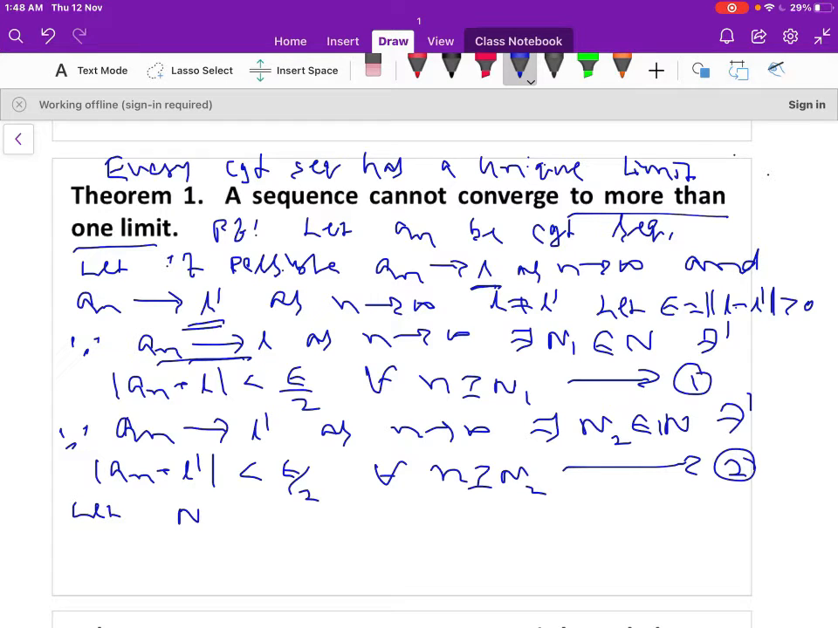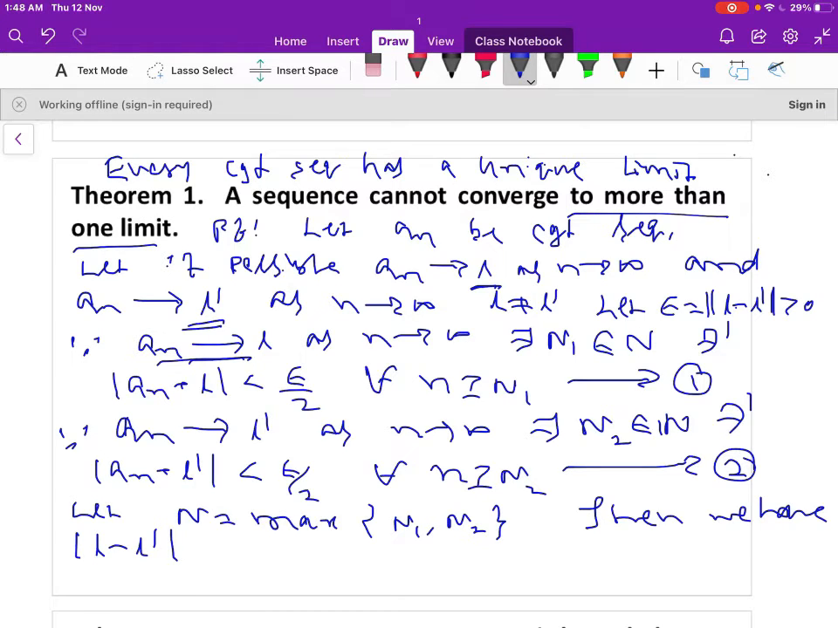Now let N be equal to the maximum of n1 comma n2. I consider the maximum value, which I have written as capital N. Then we have the modulus of L minus L dash. But you have to show that the limit is unique, whereas here we assumed that L and L dash are two different limits.